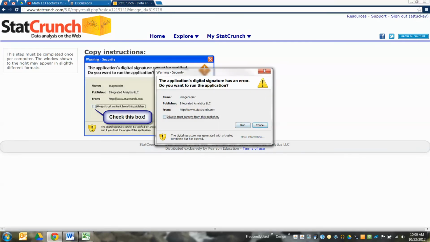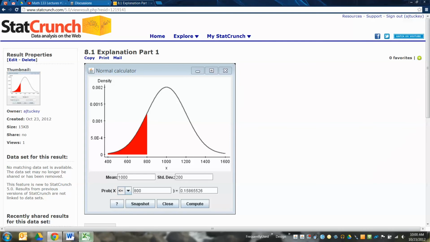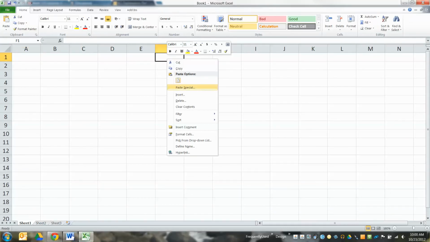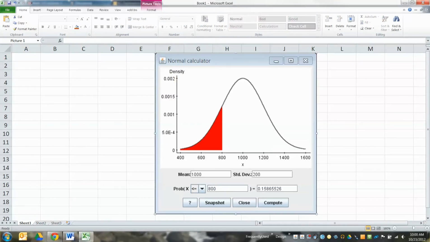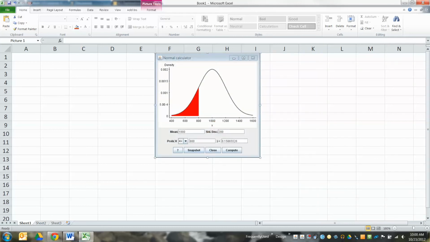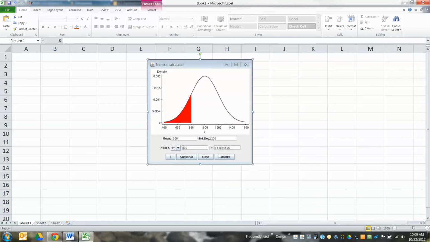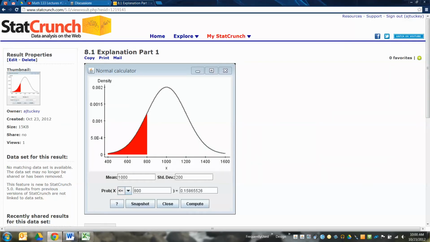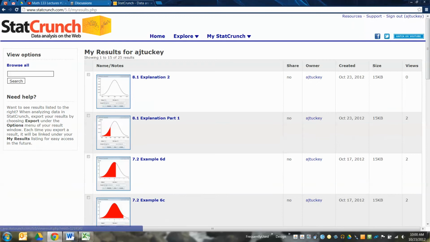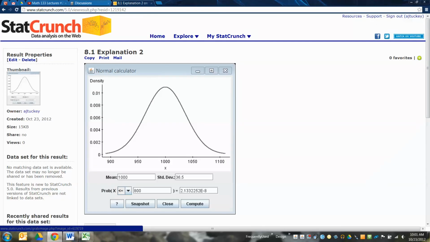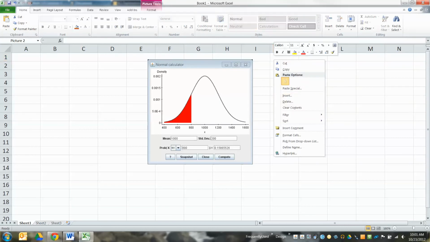Copy. And if this happens for you, I'm going to always trust this particular publisher because I know StatCrunch is trustworthy, but that's up to you. So I'm going to click that little box and say run. So if that happens, all right, then I go here. I'm going to paste that in here. There it is. All right, so you can see that 0.158655 right there. And let me go back and grab the other one. Oops, my results. I should have clicked the arrow. Copy. Go over here and paste.